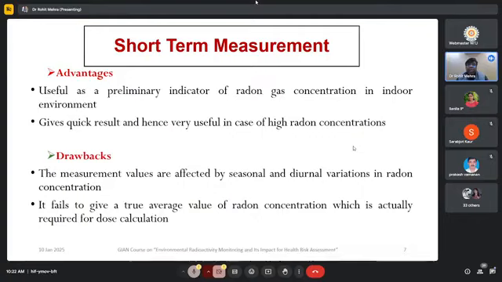Now short-term measurements, like we were discussing, have some advantage. They give me quick results, and immediately for some high radiation areas I could get the results. But the drawbacks are also there: the measurement is affected by the seasonal or diurnal variation in radon concentration. So you cannot have an idea of what the value will be during summers or during winters. It fails to give you the true average value of radon concentration, which is actually required for the dose calculations. So that is a major drawback with the short-term measurements.